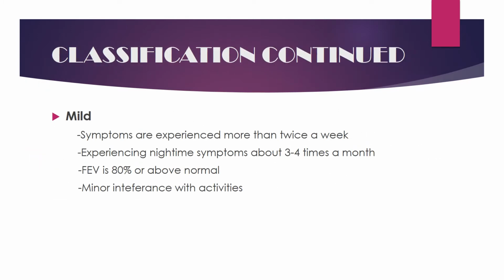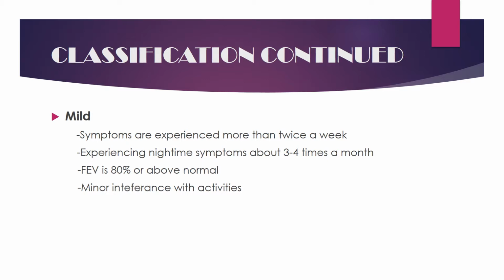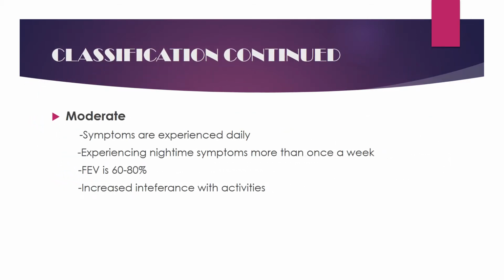Now there's mild. Mild has symptoms that you experience more than twice a week, experiencing nighttime symptoms 3 to 4 times a month. And as you can see, everything's increasing. Your FEV is the same as previously stated, 80% or above normal, and you have minor interference with activities. Now you have moderate. Your symptoms are experienced daily, nighttime symptoms more than once a week, FEV is 60 to 80%, and increased interference with activity.